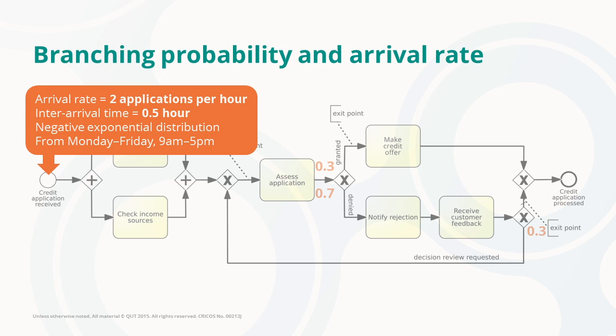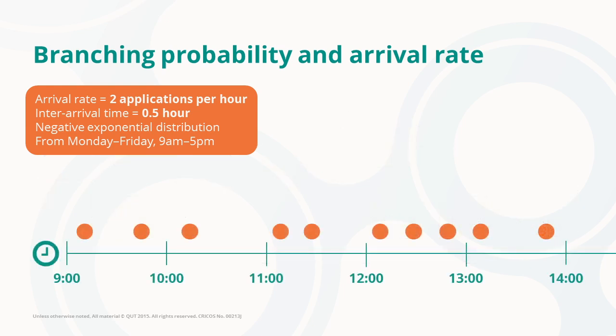Then you have to specify what is the probability distribution of the inter-arrival time. Let's say that the inter-arrival time follows a negative exponential distribution. This is also called a Poisson process in this case. Then we have to specify the calendar of arrivals, which let us assume is from Monday to Friday from 9 to 5. This means that new applications in this case arrive at a rate of 2 an hour, averaged over a long period of time, meaning 0.5 or 30 minutes between every 2 arrivals.